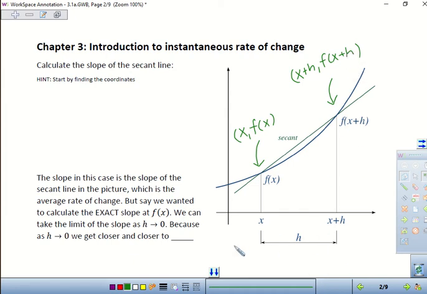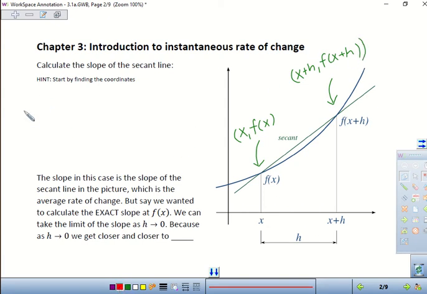Now h, you're going to notice this come up in the world of derivatives a lot. So let me explain what h represents. h represents the horizontal distance between the x values. Do you see how it represents that horizontal distance? Okay. So now that we found the coordinates, we're going to set up how we would normally find slope.